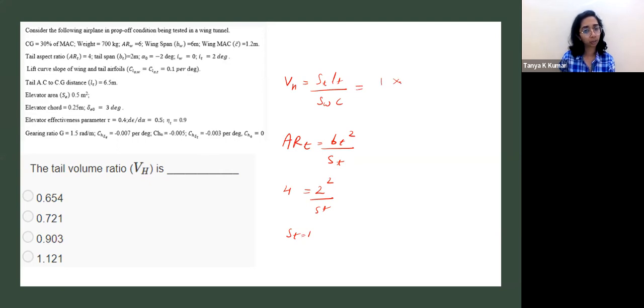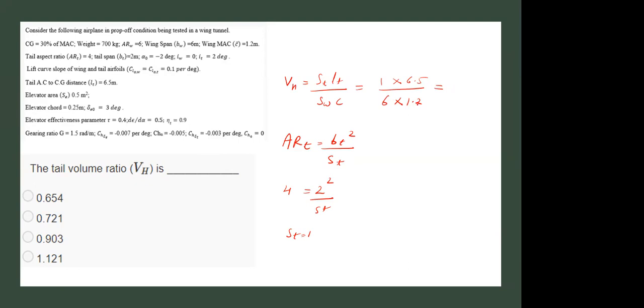Plug it in here, you have 1. Moment arm is given to you in the question, 6.5. Wing area, we've calculated it to be 6. Mean aerodynamic chord of wing is 1.2. So how much is VH? 0.9. That is 0.903.